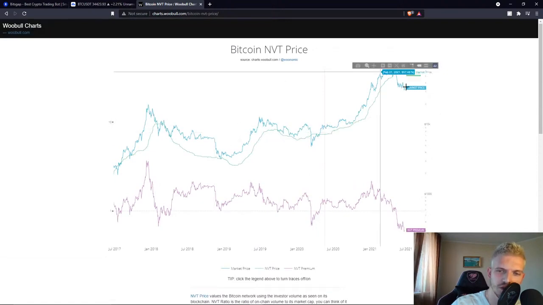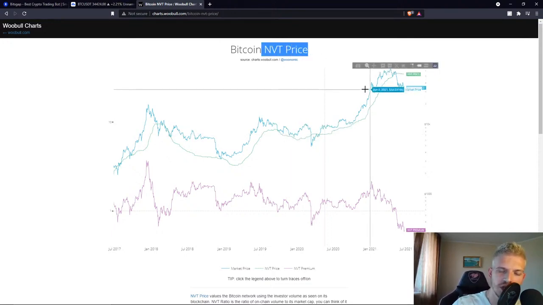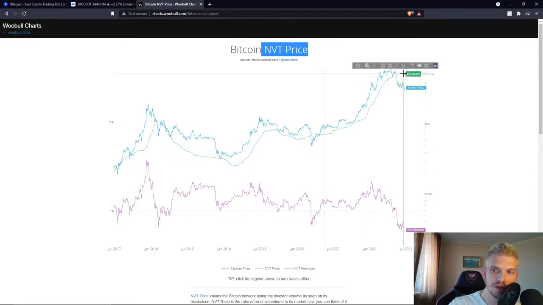You can use them to spot some interesting patterns, like, for example, the Bitcoin NVT, which tells you basically what is the real price of Bitcoin based on the network activity and the investment flow. And according to this one, the real price of Bitcoin right now should be at 53,000. So that means that we are now trading below that benchmark.